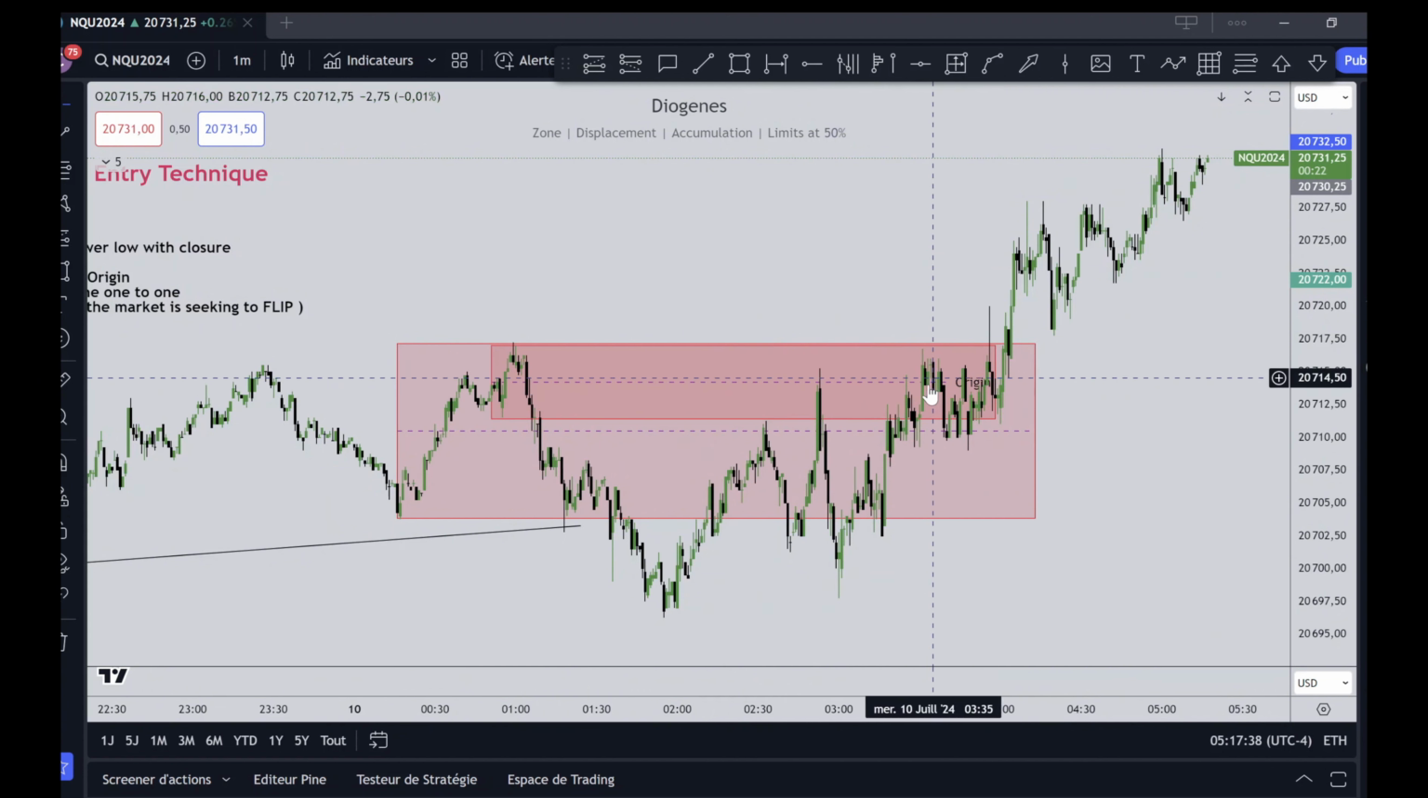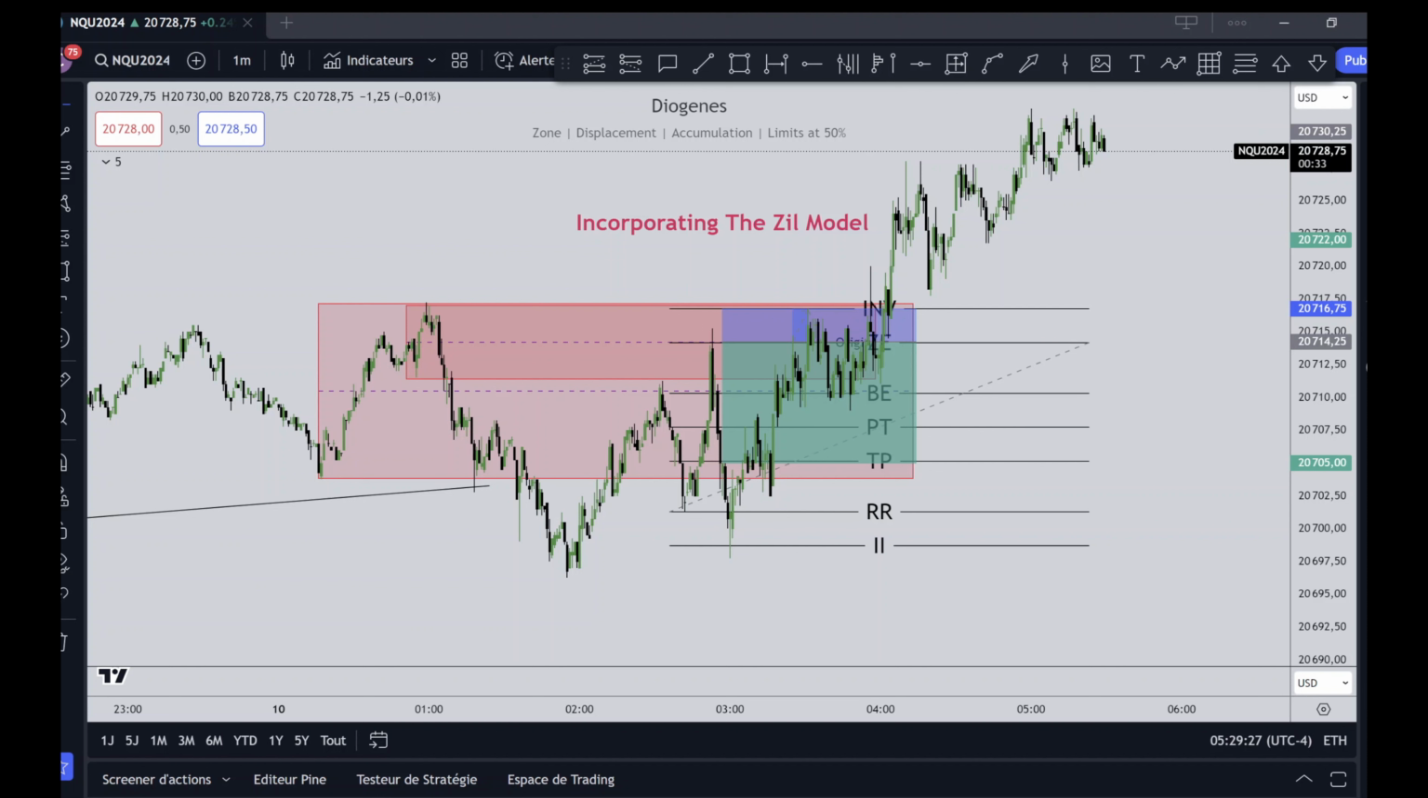The origin of the moves often gives more than one trade. Now, let's talk about incorporating the ZIL model. To further refine our entry and make our approach more mechanical, we can incorporate the ZIL model by Dave Teaches. This model involves using a Fibonacci retracement in our moneymaker setup, focusing on the swing that comes back to the 50% level. This allows us to achieve better risk-reward ratios and ensures we enter trades at optimal points.